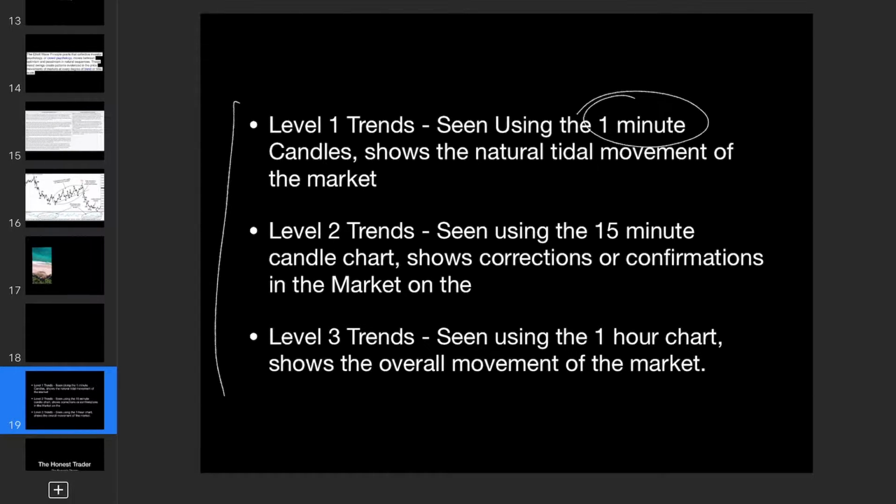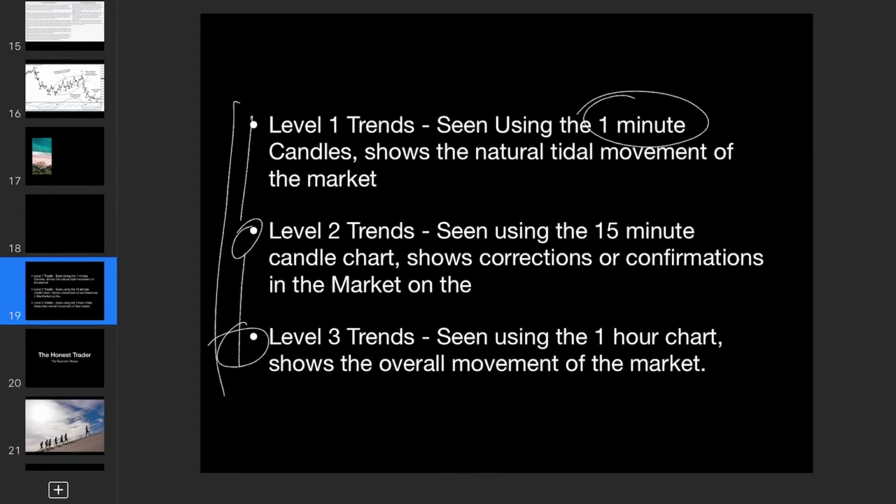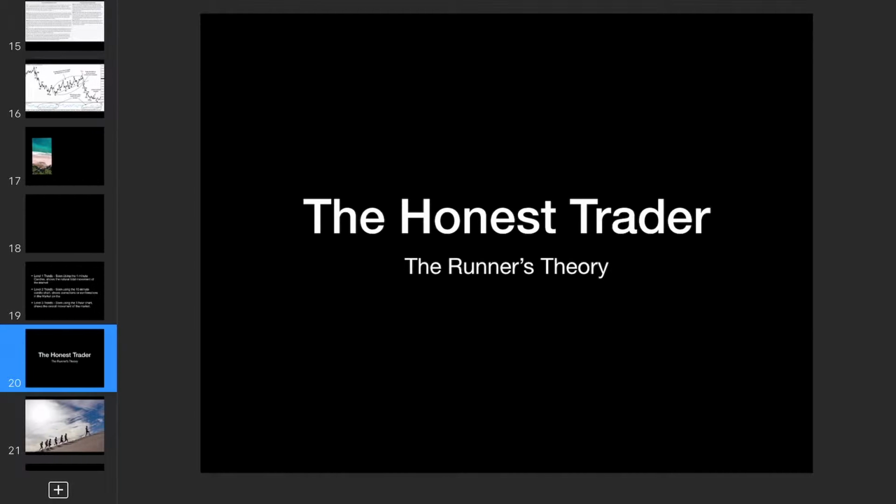But obviously, when you're scalping, you look at the level 3 trend, make your adjustments, look at your level 2 just to confirm that things are moving in the right direction, in confirmation with the level 3, and then you scalp off the level 1 charts. So that's the introduction to the tide theory, and that should explain price action in the market to you a little bit better. So let's talk about the runner's theory.